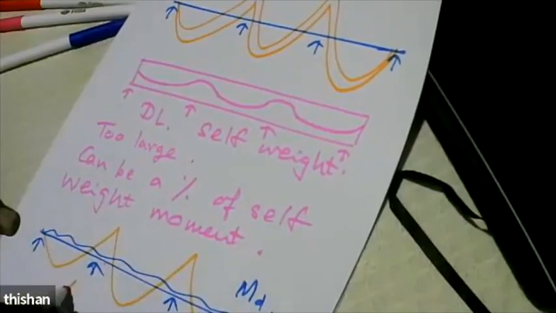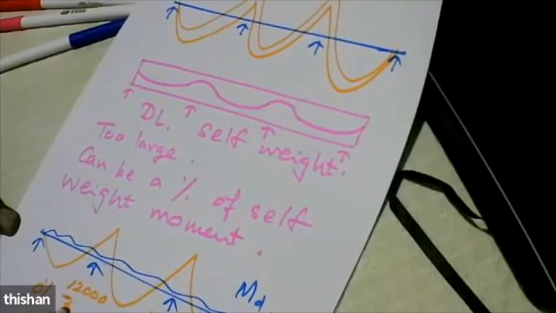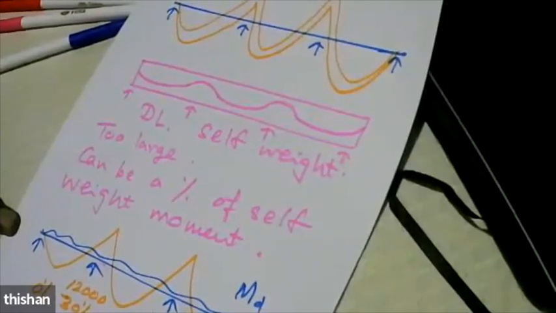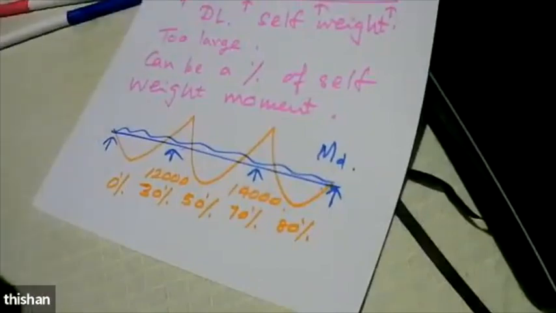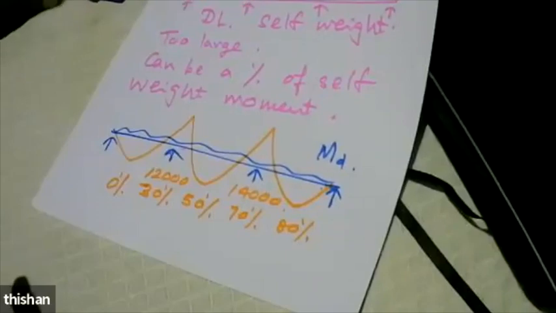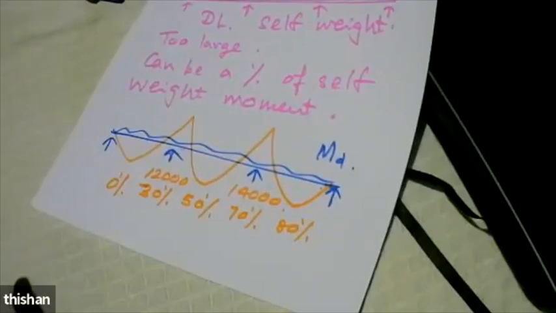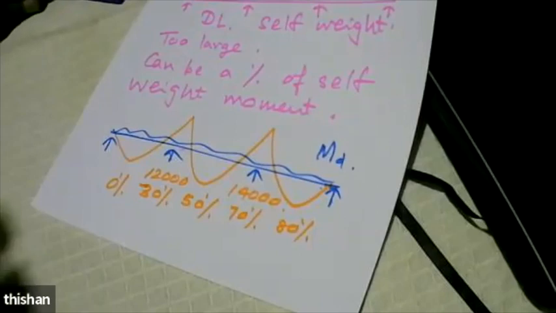And let's say these 12,000, these 14,000. We say we might go for 0%, 30%, 50%, 70%. Maximum might be about 80%. Why? Anything more? Too much. We will not have stability during construction. If you cover more than 80%, then they will not have stability.